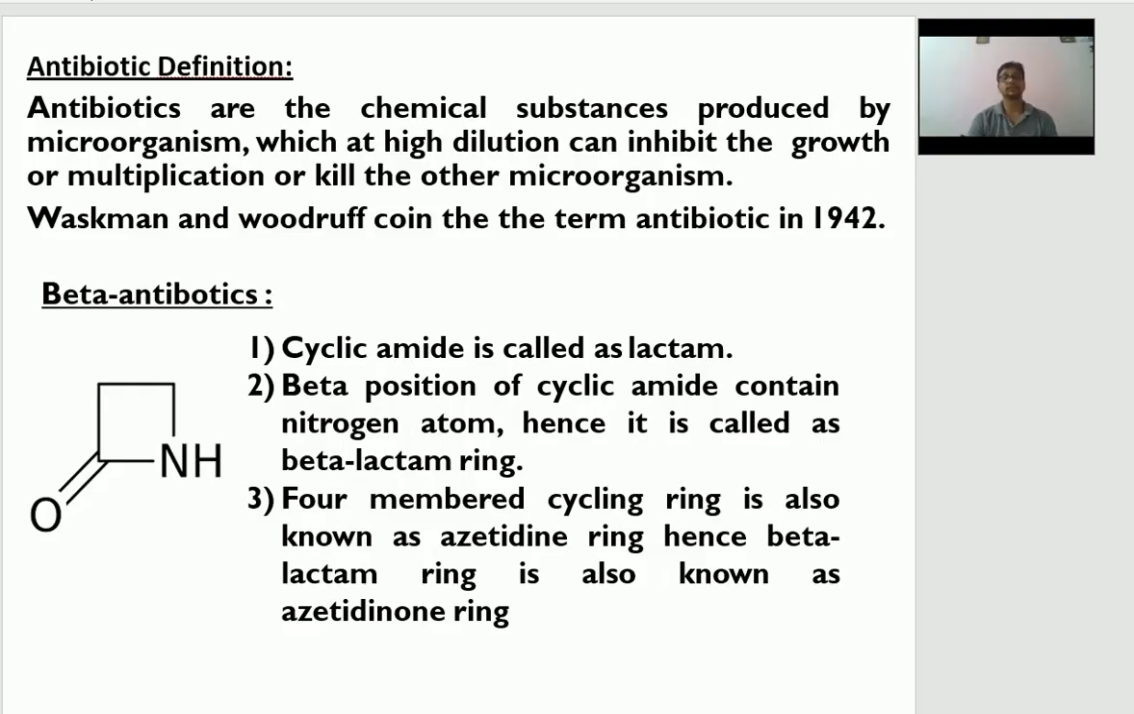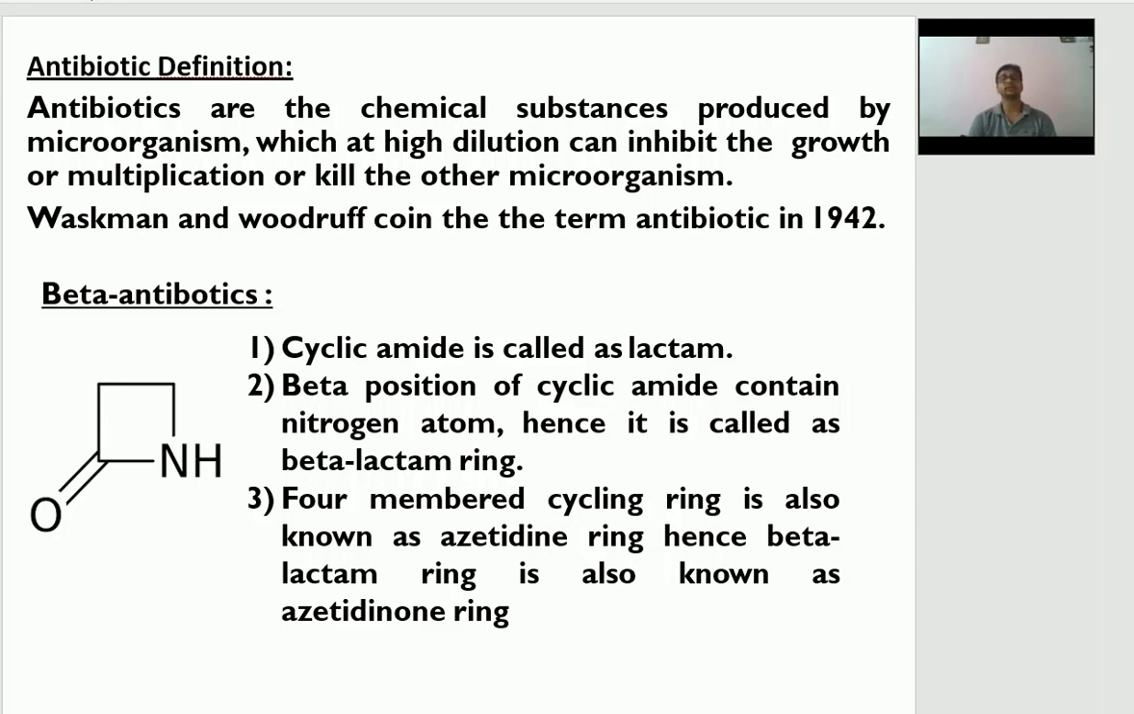So first we discuss what antibiotics are. What is the definition? Antibiotics are chemical substances produced by microorganisms which at high dilution can inhibit the growth or multiplication of, or kill, other organisms. The term antibiotic was coined by Waksman and Woodruff in 1942.